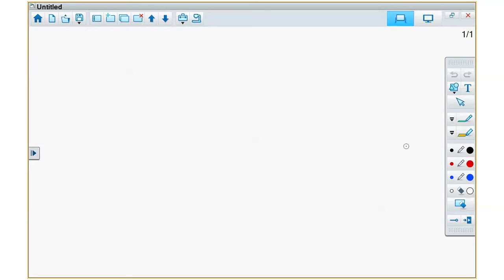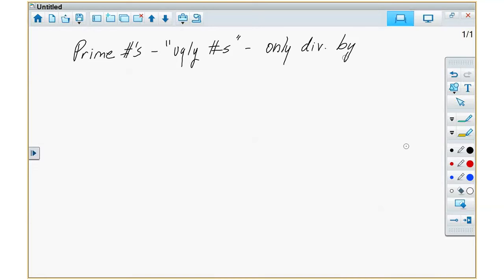There's two types of numbers in our system. There are the prime numbers and the composite numbers. The prime numbers are what I like to call the ugly numbers. The ugly numbers are the ones that nobody wants to deal with. Why? Because they're only divisible by themselves and what? One. Good. Somebody read or somebody knew it.